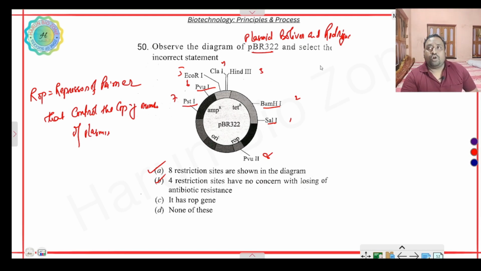Definitely, copy number means the number of plasmids, the number of vectors present inside the host cell. It has a ROP gene. So here the incorrect statement is none of these. So this one is the correct option. All are correct.